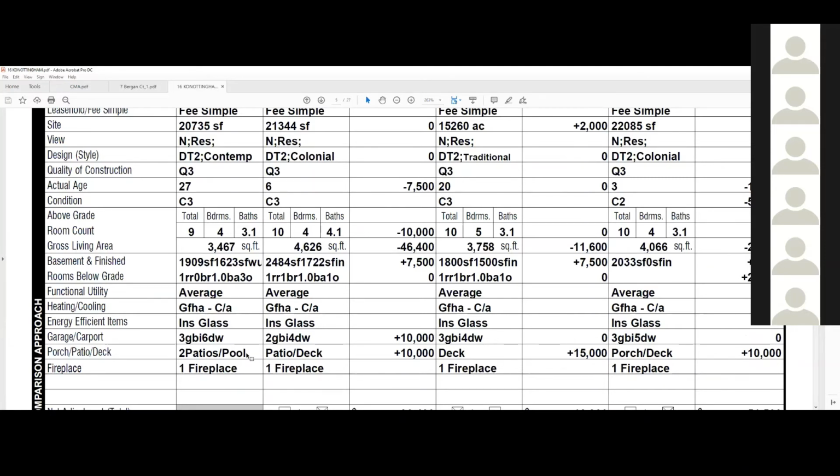So 2 patios and a pool. See, this one combined the pool and patio and the deck. So basically what he did is 2 patios equals patio and deck, right? For the pool, he put $10,000 credit. Deck, because this home has pretty large patios, because of the size of the patio, as I said, $3,000 to $5,000, he gave $15,000 credit plus the pool, right? Portion deck, here's the credit for the pool.